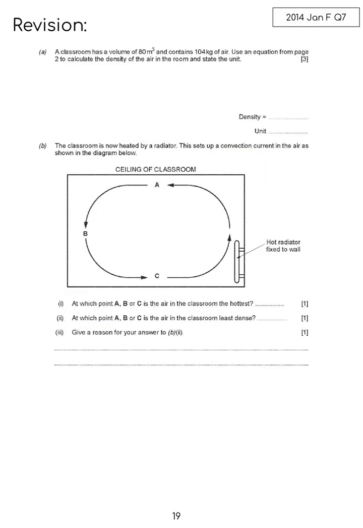This revision question is on density and then convection. So the first part of the question says we have a volume of 80 meters cubed and 104 kilograms of air. Use an equation to calculate the density and state the units. So the equation we're going to be using is mass divided by volume.